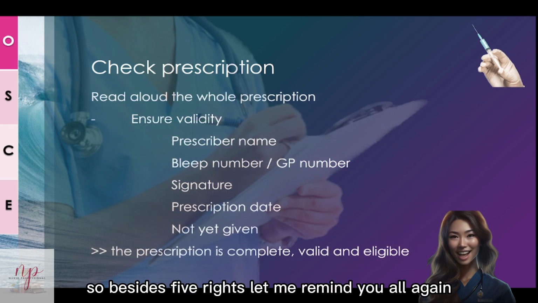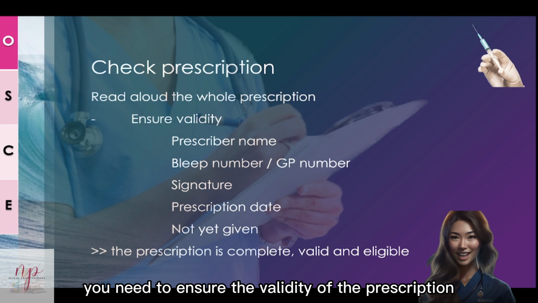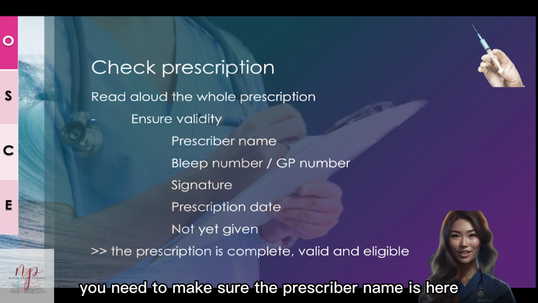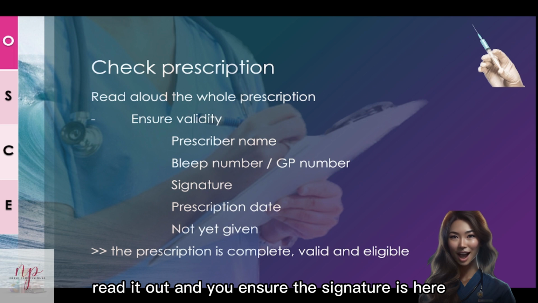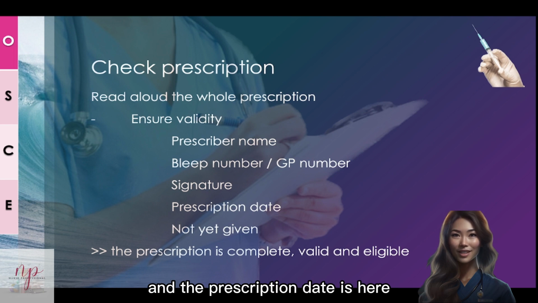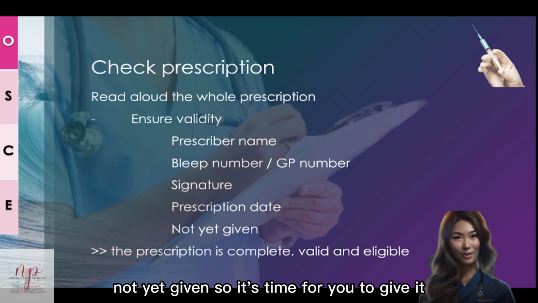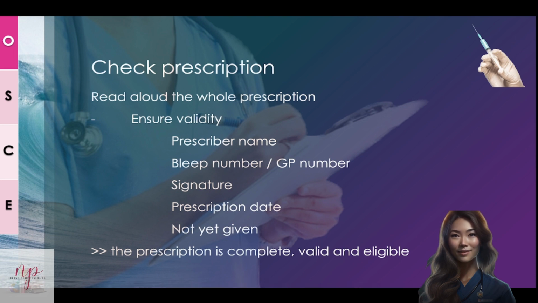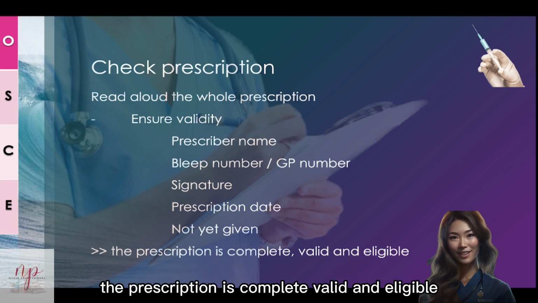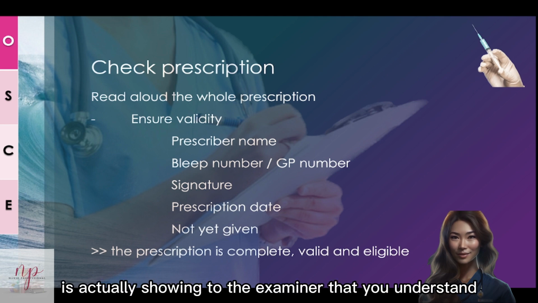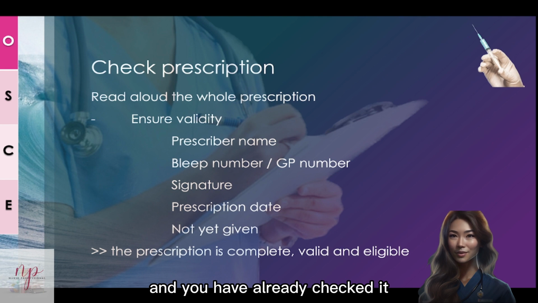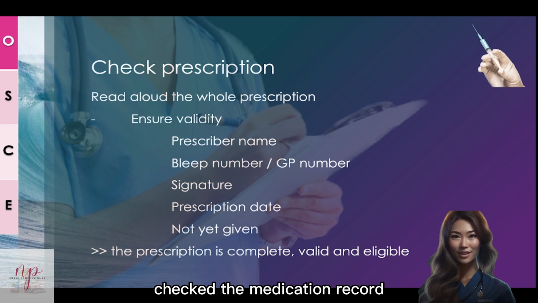Besides the 5 rights, let me remind you all again, you need to ensure the validity of the prescription. You need to make sure the prescriber name is here. If a BIP number or GP number is given to you, make sure you read it out, and you ensure the signature is here and the prescription date is here. Not yet given, so it's time for you to give it. You can also say the prescription is complete, valid, and eligible. This sentence shows the examiner that you understand and you have already checked the medication record.